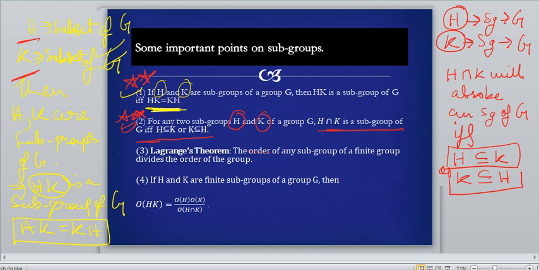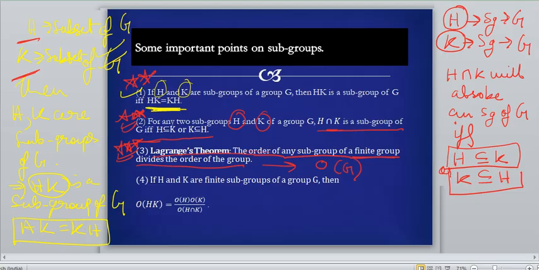Moving on to Lagrange's theorem, another important point, students, marking it important. Lagrange's theorem: the order of any subgroup of a finite group divides the order of the group. Understand? What does it mean? The order of any subgroup of a finite group.